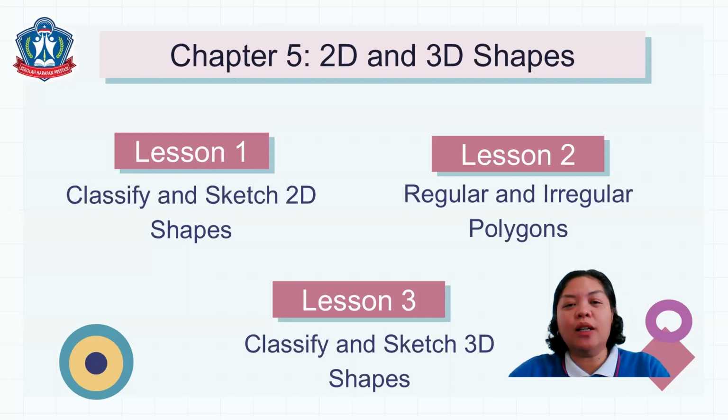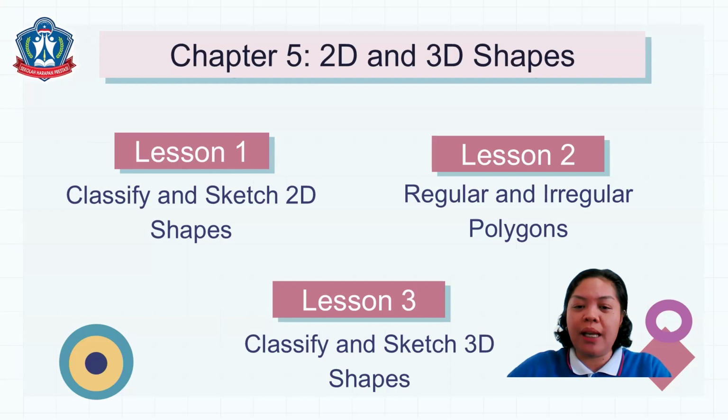Okay, P3, that's all about Chapter 5, 2D and 3D shapes. In this video, you have learned Lesson 1, classifying and sketching 2D shapes; Lesson 2, regular and irregular polygons; and Lesson 3, classifying and sketching 3D shapes. I will discuss more about these lessons during our class.